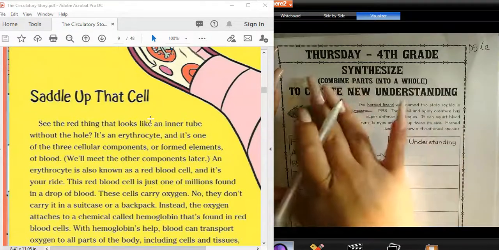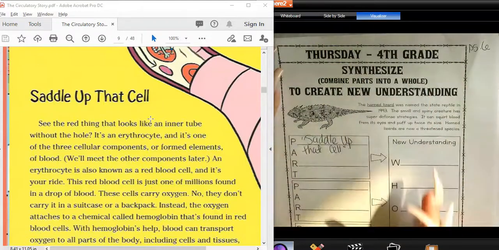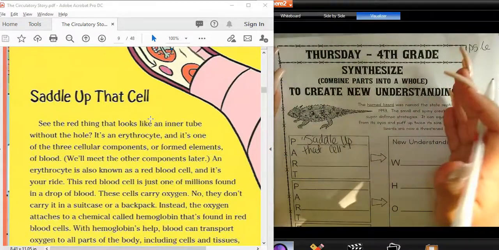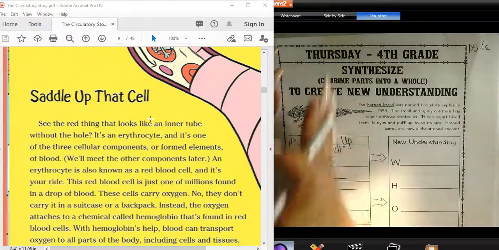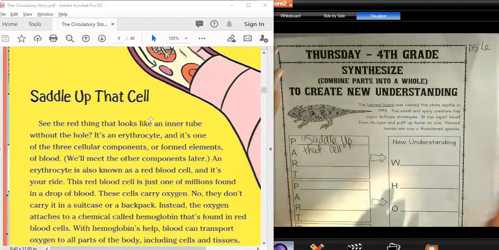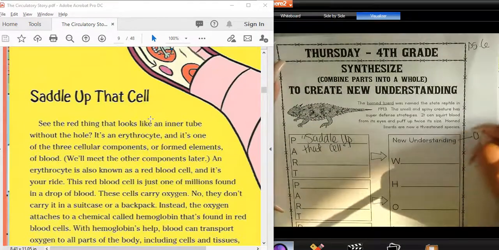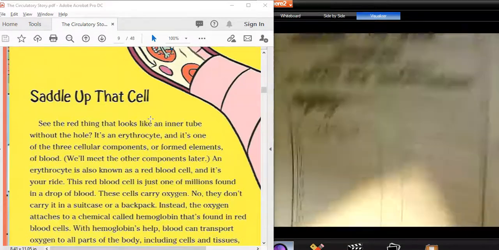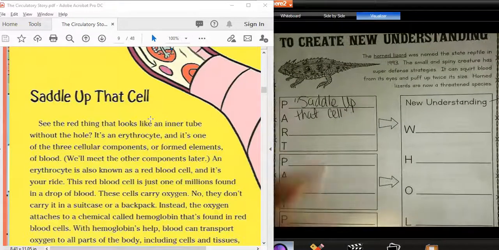Okay, so when we synthesize, remember, we get what the author told us and we make a new understanding. That doesn't mean that we write every single word. We write important information, so we're taking notes of important information, and then we make a new understanding using our own words. So right here, we're going to write our own words. Let me go ahead and zoom in. So from that section, remember, a good reader goes back and rereads. So, "Saddle Up That Cell."